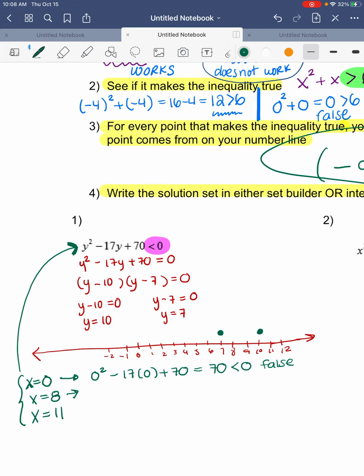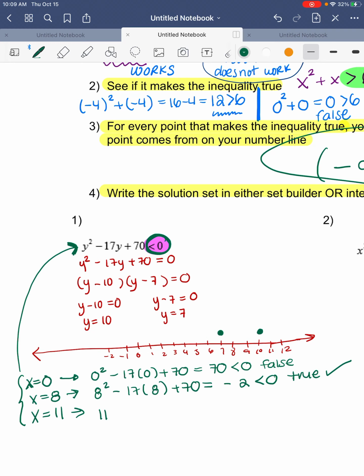Now the 8, I'm gonna substitute it. 8 squared minus 17 times 8 plus 70. Put that on the calculator and you're gonna get -2. Is -2 less than 0? Remember that that's my goal, to get something less than 0. Is -2 less than 0? Yes. Perfect. So then 8 works.